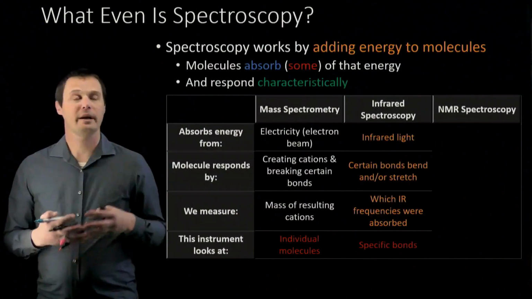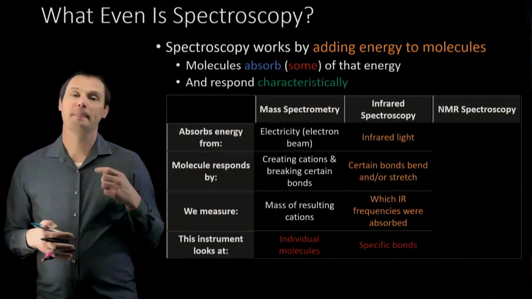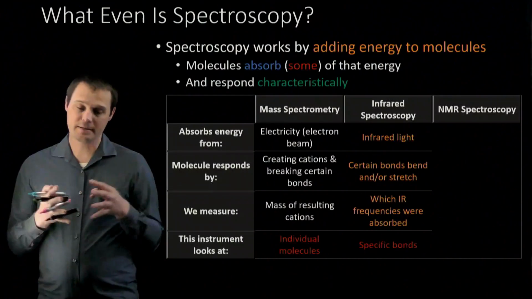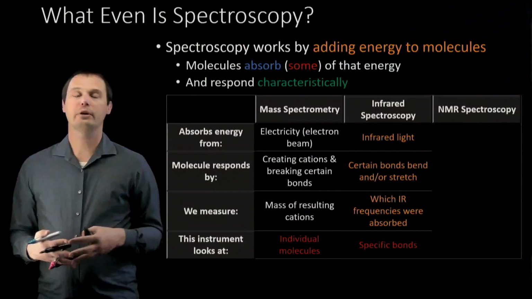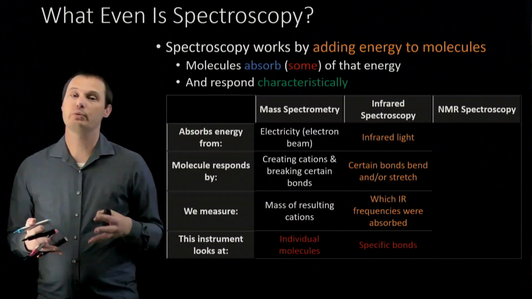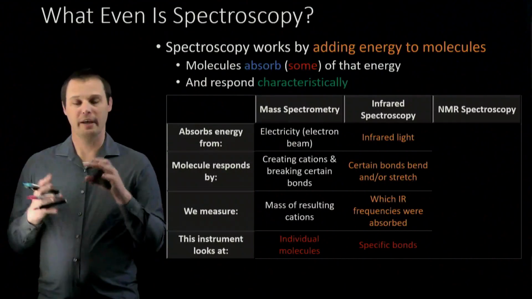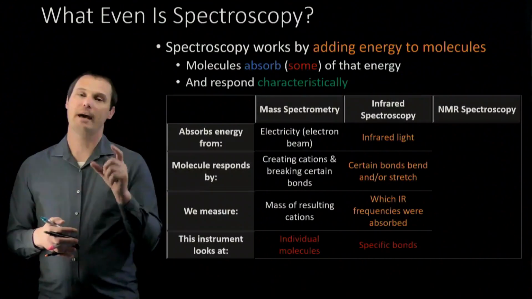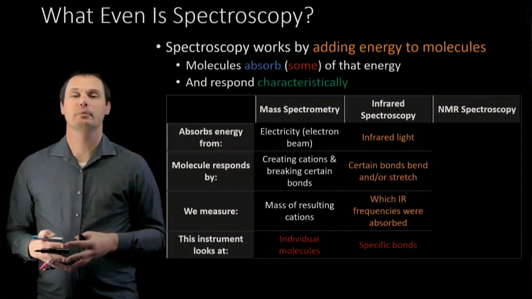Infrared spectroscopy, on the other hand, absorbs energy from, well, infrared radiation, infrared light, infrared photons. The molecule responds by absorbing some of those infrared photons and causing certain bonds to bend and stretch and vibrate. What do we measure? We measure which IR frequencies are absorbed by the molecule and which ones are not. This instrument looks at bonds. It doesn't look at entire functional groups. It doesn't look at atoms, and it doesn't look at the whole molecule. It looks at bonds. Which bonds are bending and stretching and vibrating in the molecule when they absorb infrared light?